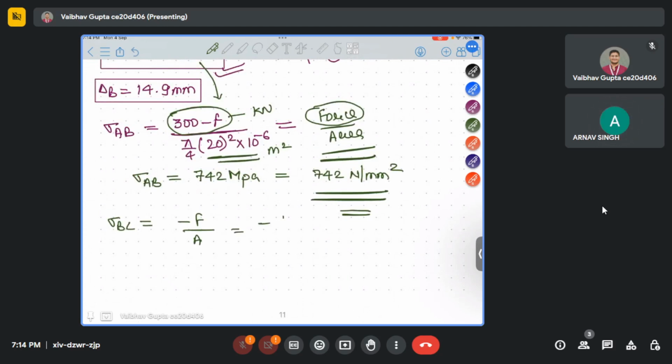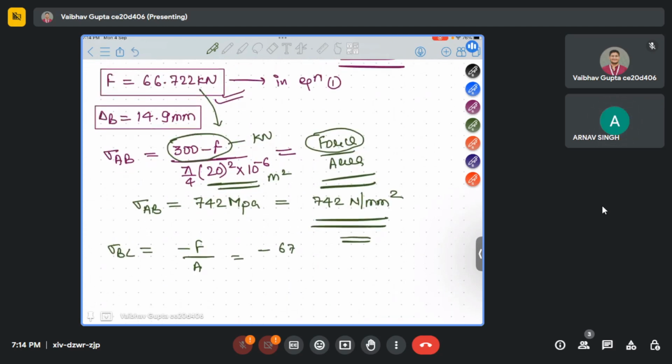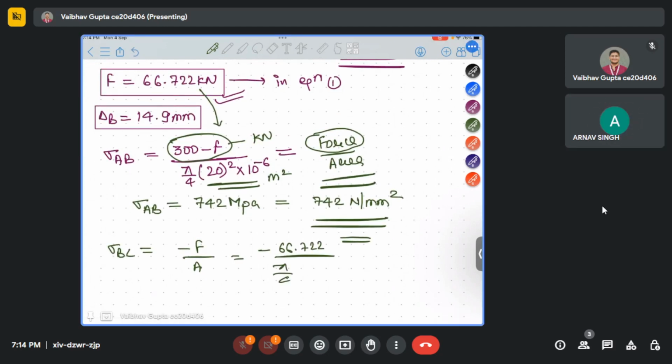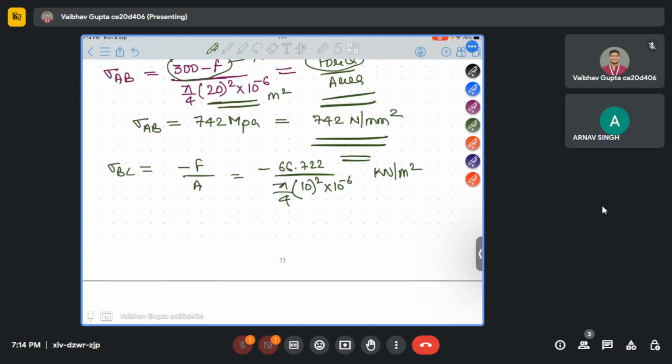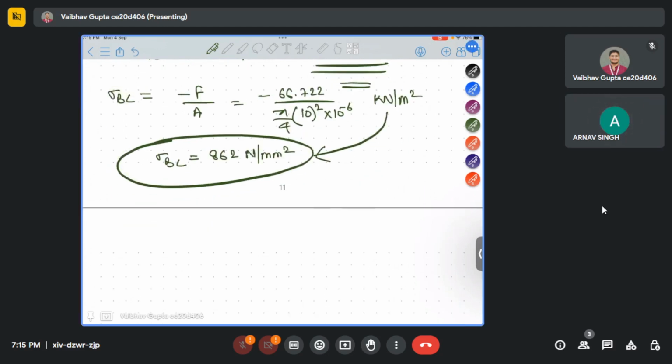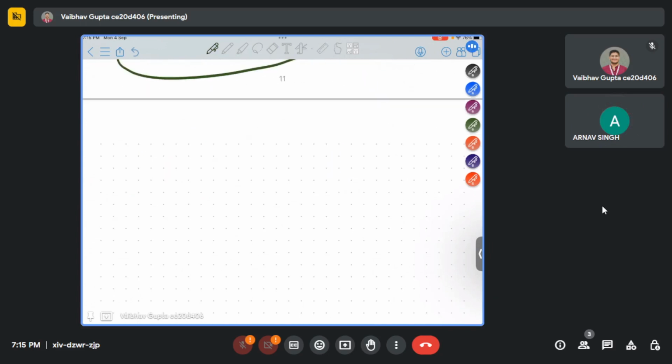F is 66.722, which we have found. Area is pi by 4, D is 10 square into 10 to the minus 6. It is in kilonewton per meter square. So sigma BC, the answer I got, is 862 Newton per mm square; it won't be exact. Just convert the unit. You got this. So question 1 is done. Now we'll move to question 2.